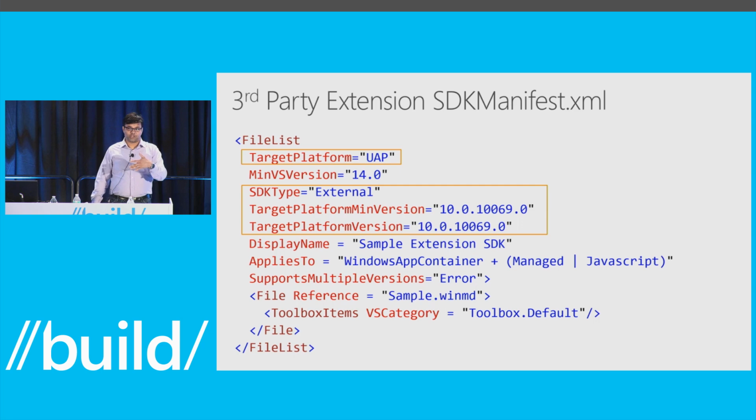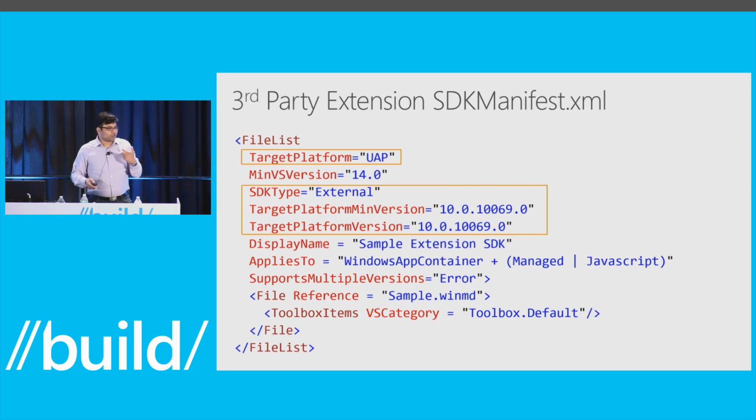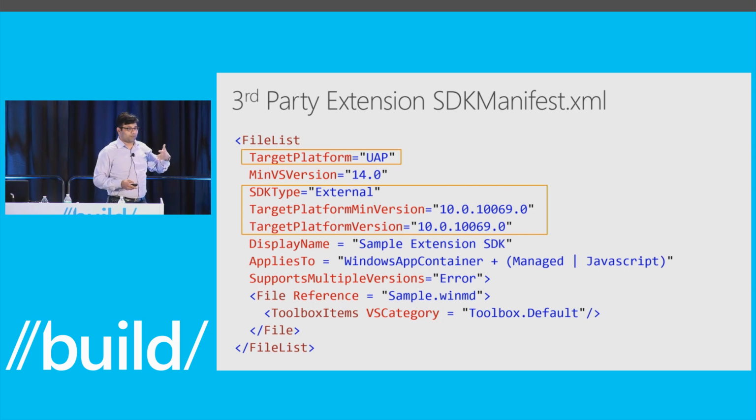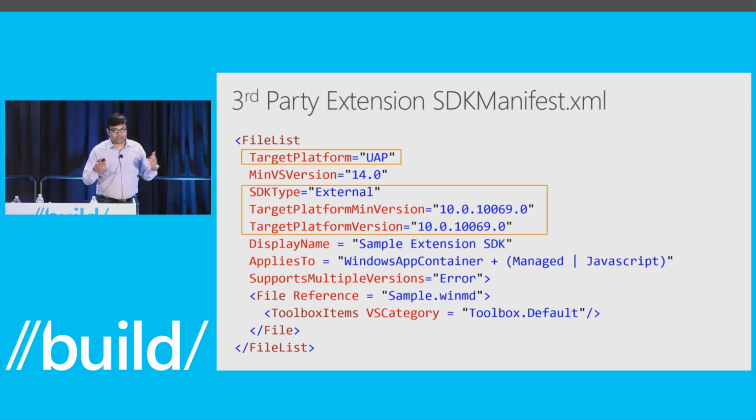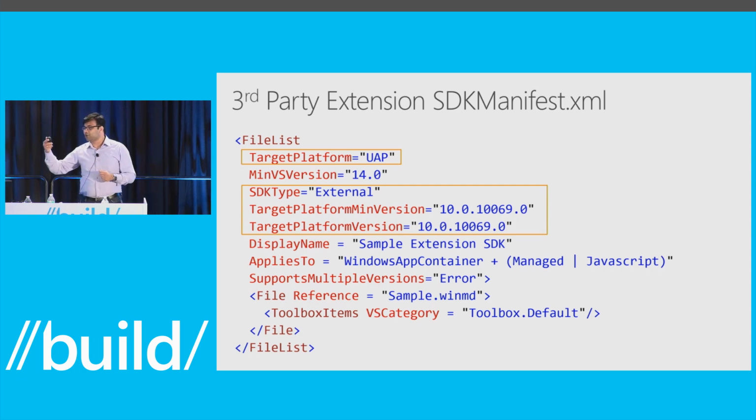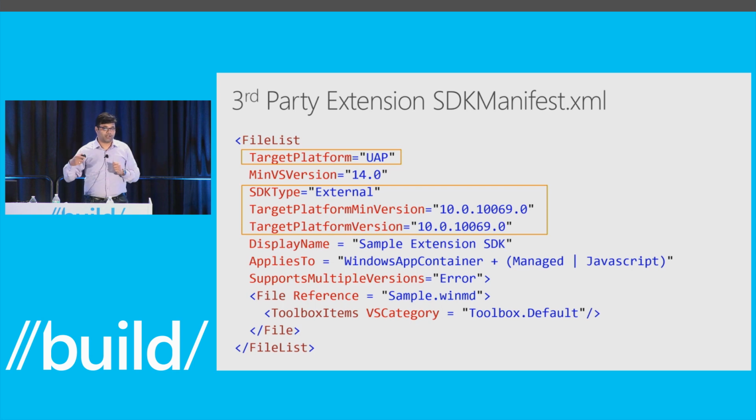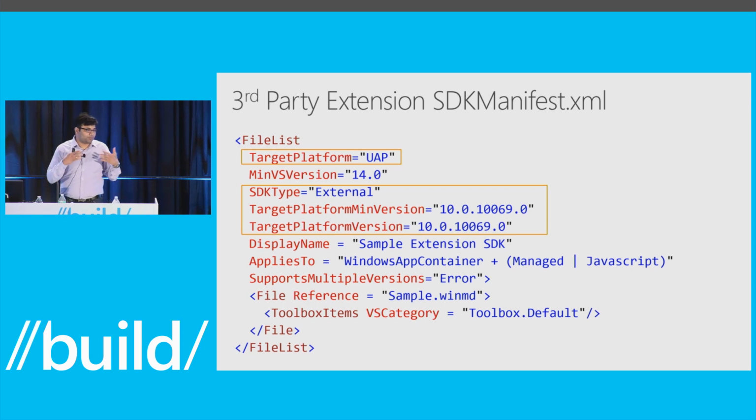And the target platform version means the SDK that you are basically compiling against. So we will use the target platform min version in Visual Studio to filter out the inappropriate SDKs for the developer. As an example, if I have a new SDK which requires min version 169, which is shown in the example, and if I'm running a project with a previous version of the OS or creating a project which is targeting a previous version of the SDK, let's say 150, then this extension SDK will not even be visible in the add reference dialog because Visual Studio will filter it for you.